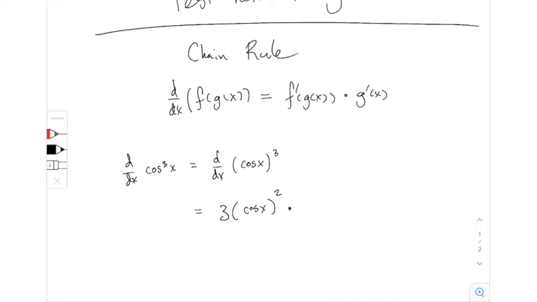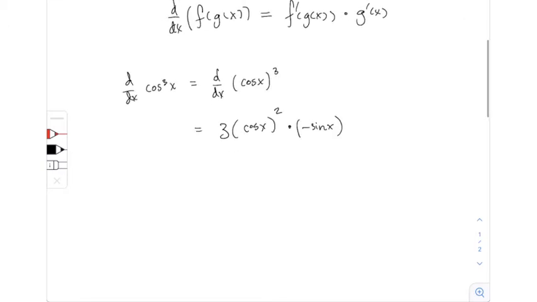Anyone remember what the derivative of cosine is? Somebody shout it out. Negative sine. Yes, mumble it out. Thank you. All right, great. And that's the derivative of cosine cubed. It's that. All right, this is the chain rule.